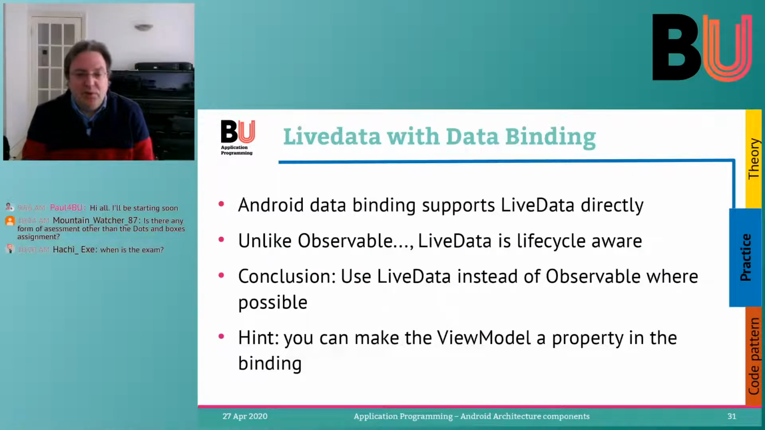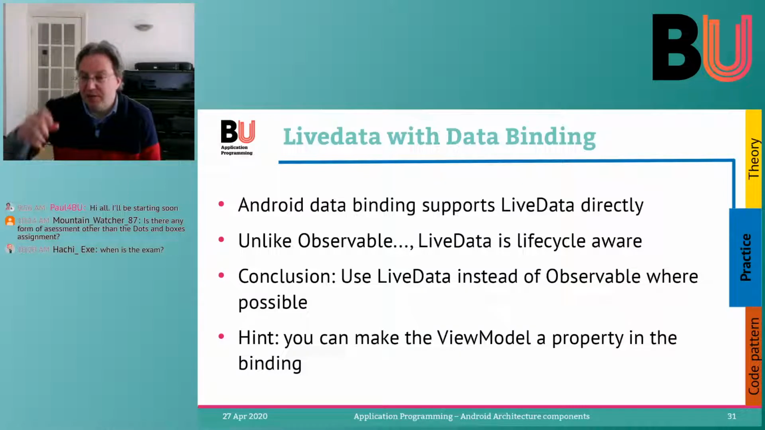And you can actually also use live data with data binding. So you just have data binding that provides this particular data. So it is lifecycle aware. Your data binding will just, if you provide it a live data, do the correct thing. You can even make the view model a property that is available through your activity, available as a property in your layout, and then reference that view model to get all the different components.